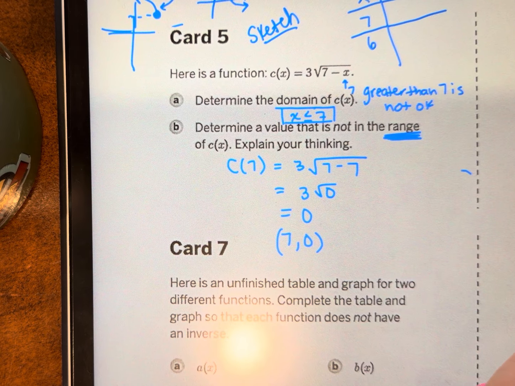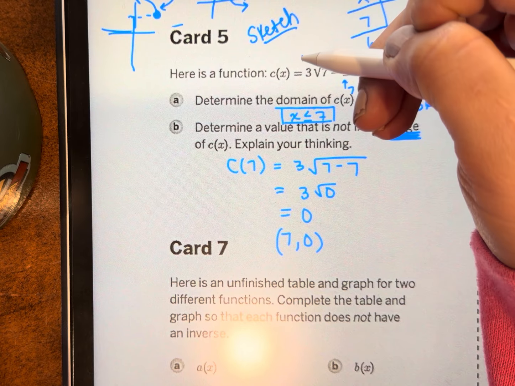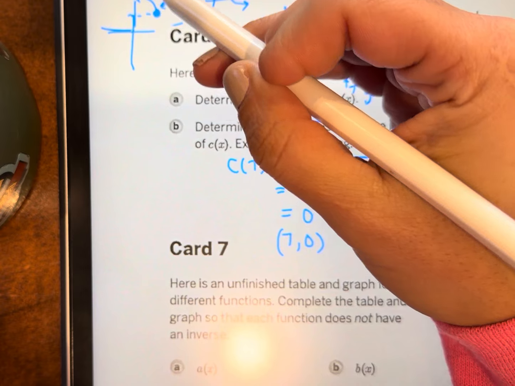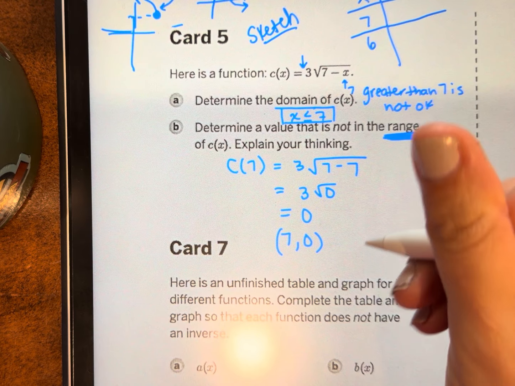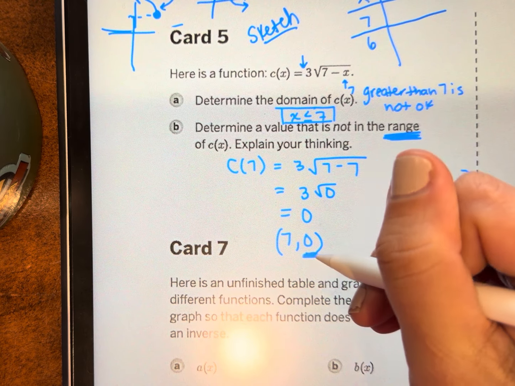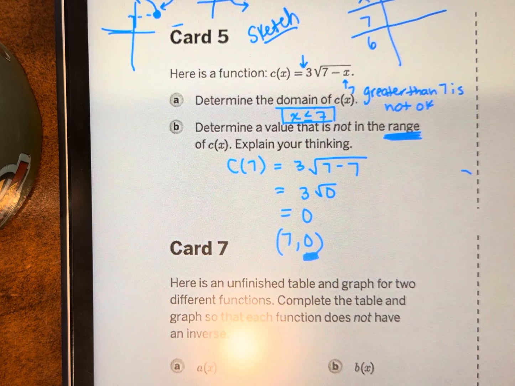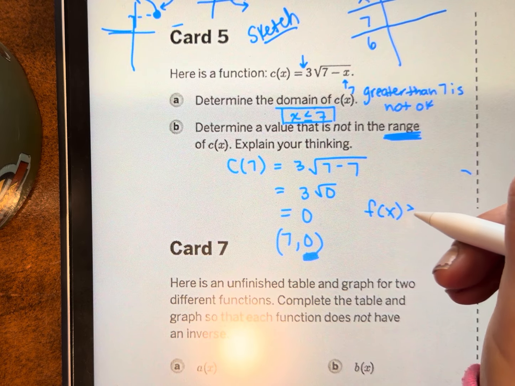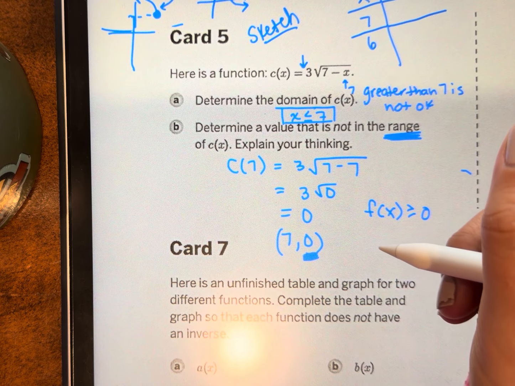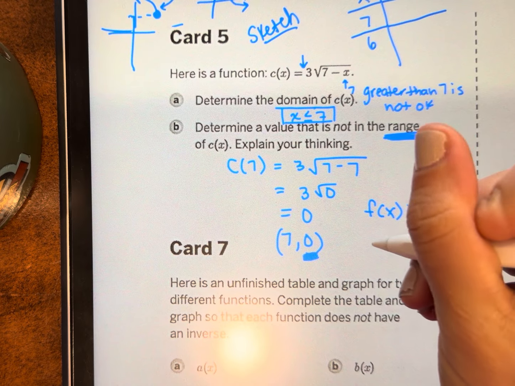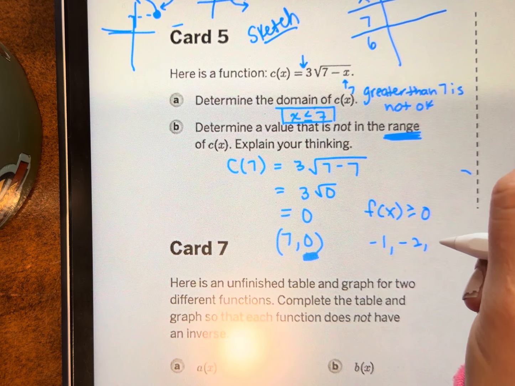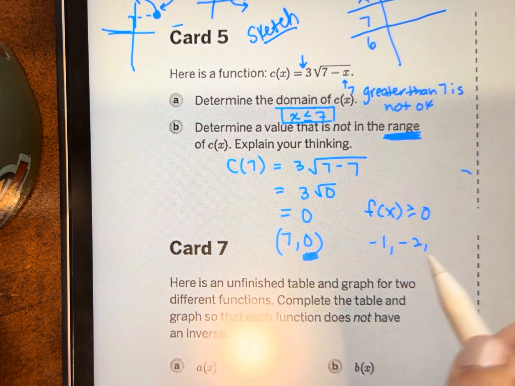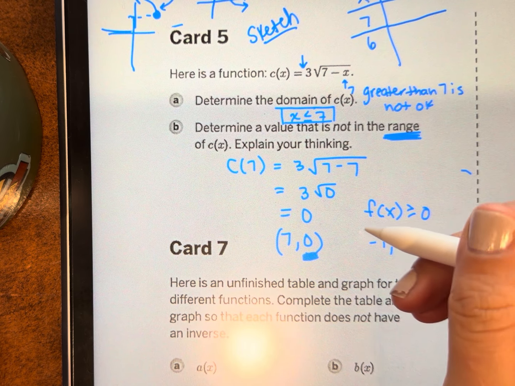And in the case of this particular function, because there's no vertical reflection, the function still does go upward. So that means that I just cannot achieve numbers less than 0. So the range is f of x greater than or equal to 0, which means any number less than 0 is not part of the range. So not -1, not -2, not negative anything. Okay, that would be the answer to B. Any negative number. Let's just go with -1.